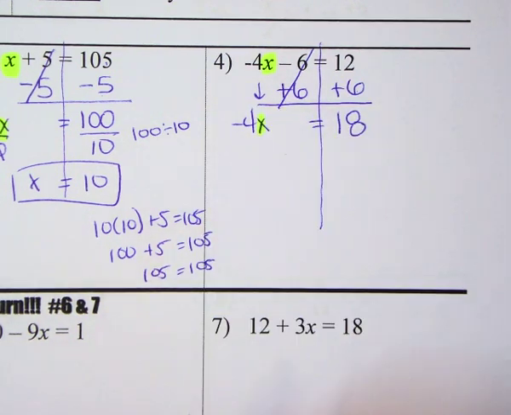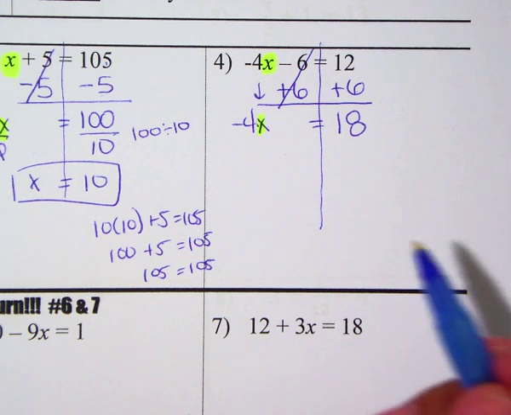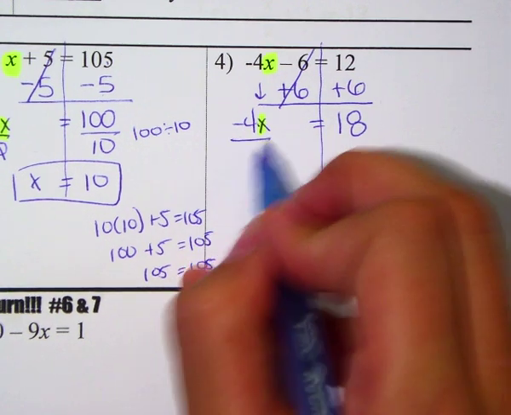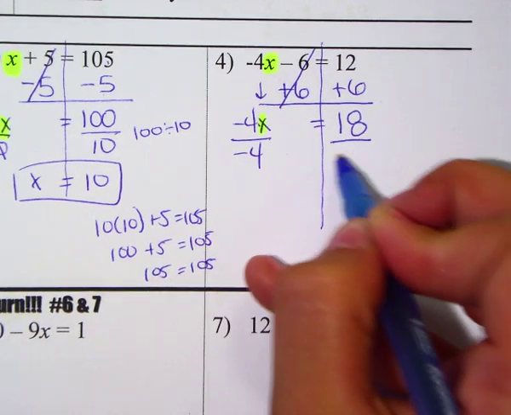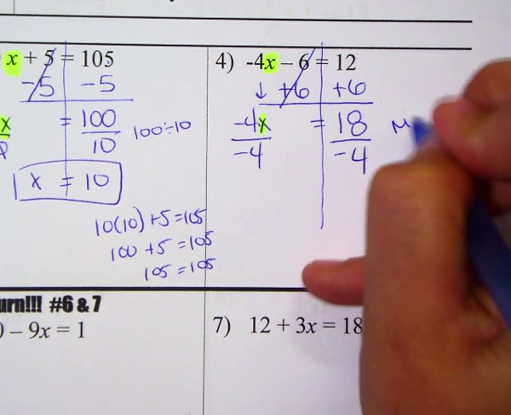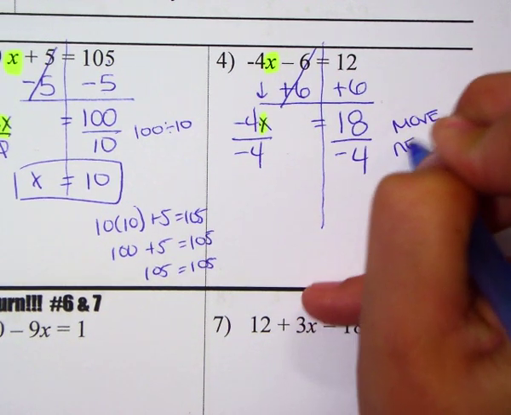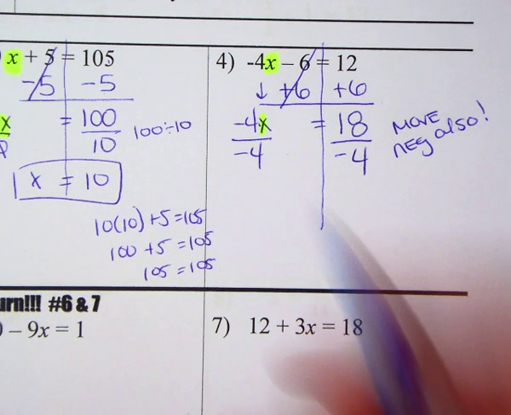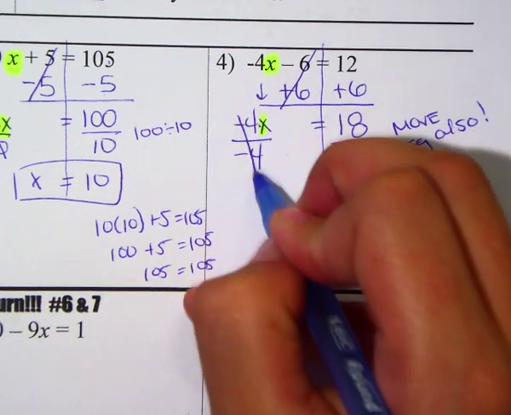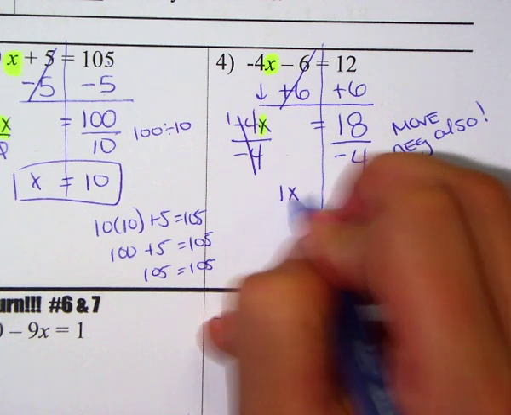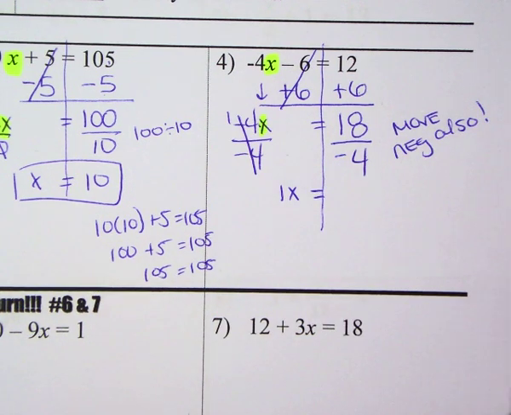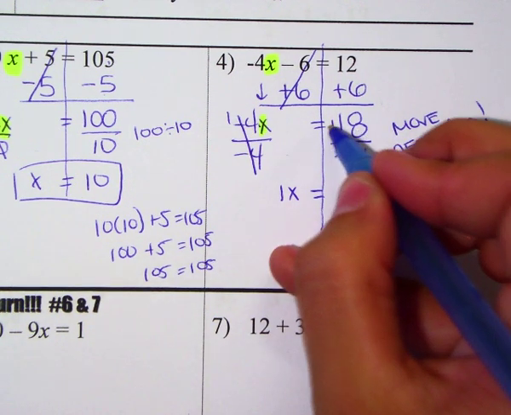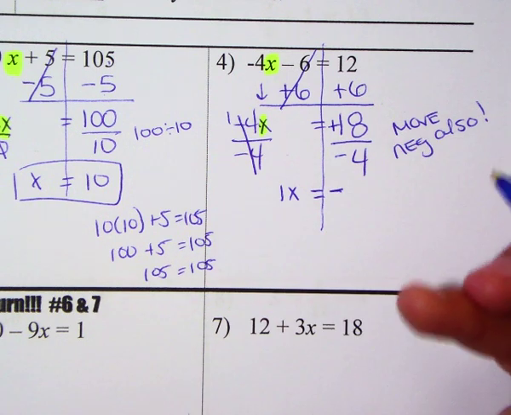Now, inverse operation of multiplication, division. This is 4 times x, so I'm going to divide by a negative 4 on both sides. I want to move that negative as well. Negative 4 divided by negative 4 is a positive 1. 18 divided by negative 4, well, this is a positive divided by negative, which is negative.